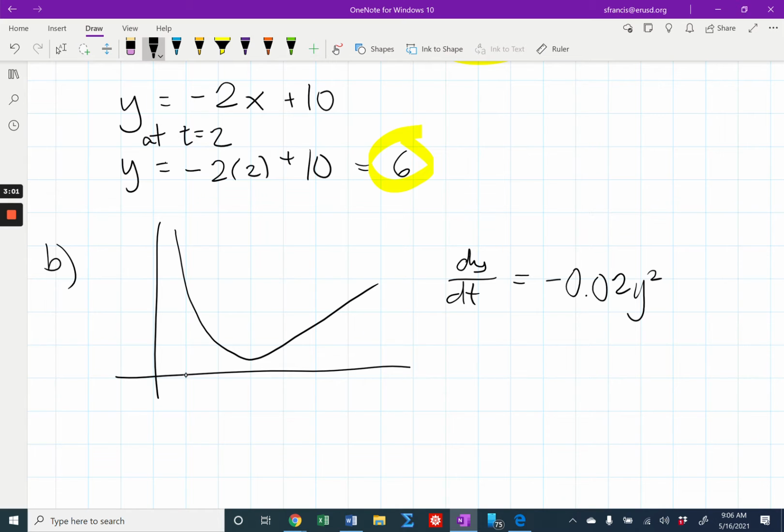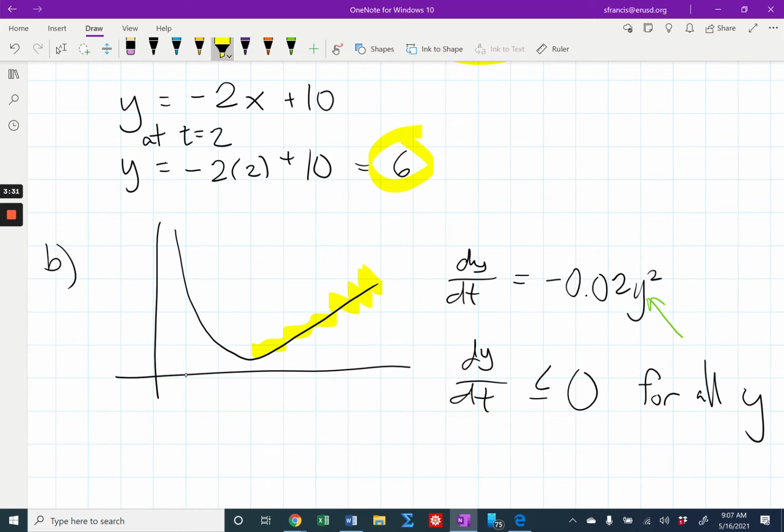Now, if you look at the values here, no matter what value you plug in for y, we're going to end up squaring it. So it's going to be non-negative. And then we're going to be multiplying it by a negative quantity. So dy over dt is going to be less than or equal to 0 for all y. And if that's true, that means the graph has to always be decreasing. And obviously, there's a portion of the graph over here where the graph starts to increase. And so this graph here cannot be a solution to the differential equation. So the answer to this question is no.